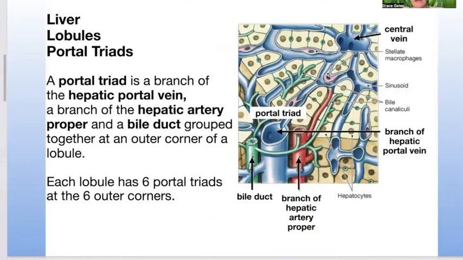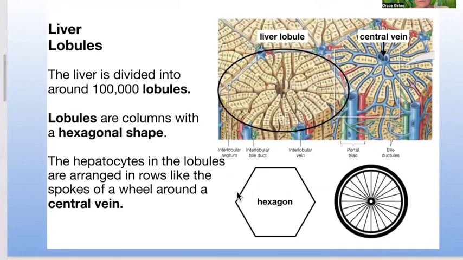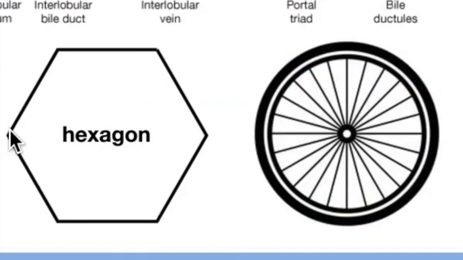Okay, portal triads. A portal triad is a branch of the hepatic portal vein, a branch of the hepatic artery proper, and a bile duct grouped together at an outer corner of a lobule. Each lobule has 6 portal triads at the 6 outer corners. So here's our hexagon. So here would be a portal triad, portal triad, portal triad, portal triad, portal triad, portal triad.